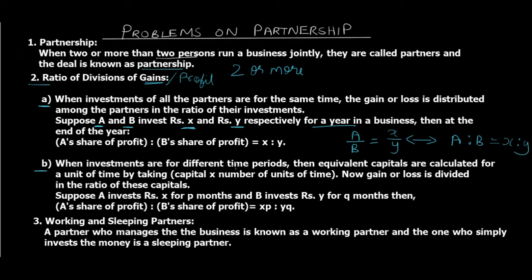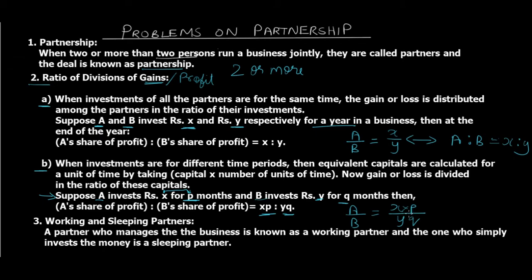When investments are for different time periods, then the equivalent capitals are calculated for a unit of time by taking capital multiplied by the number of units of time. This sentence might sound a little complicated, so let's move to the actual representation. Suppose A invests rupees X for P months and B invests rupees Y for Q months, then A's share of profit to B's share of profit is going to be X into P, that is the amount invested by A, which is rupees X, into the time duration for which that money is invested, which is P. So you can see XP, to the amount invested by B, which is Y rupees, into the time for which it is invested, which is Q. So A upon B is going to be X into P divided by Y into Q.